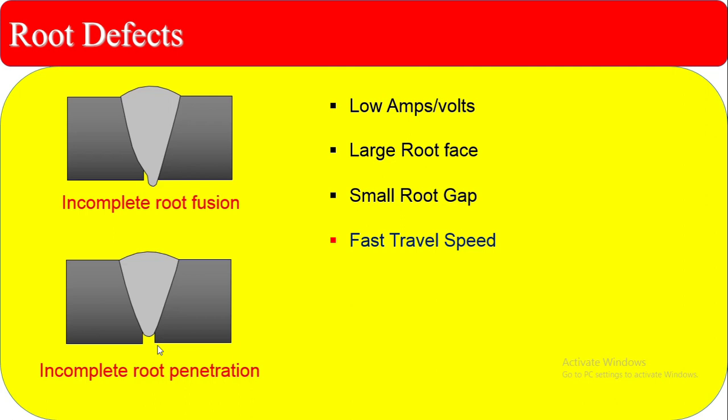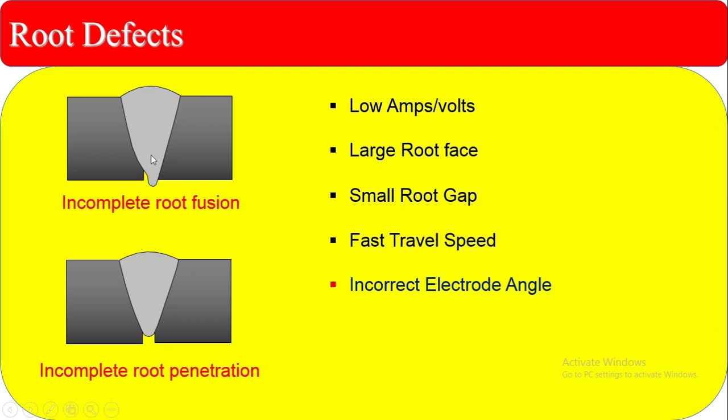Travel speed: if the travel speed is very fast, then definitely you cannot get root penetration, meaning it is not melted properly in your joint. Incorrect electrode angle: if the electrode angle is incorrect, what will happen? Incomplete root penetration will be there.